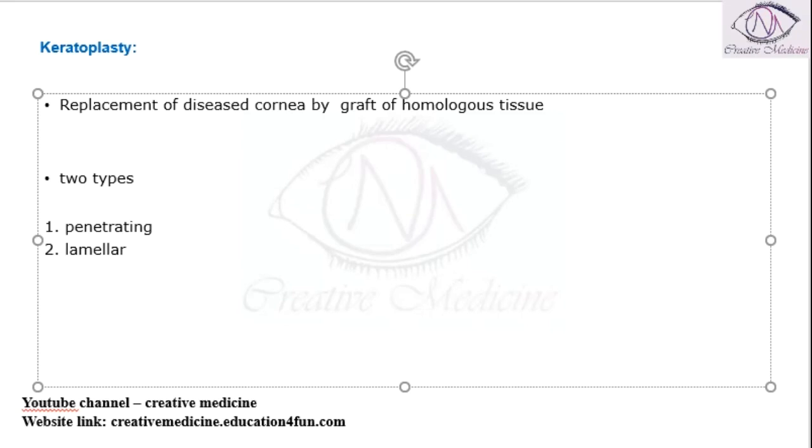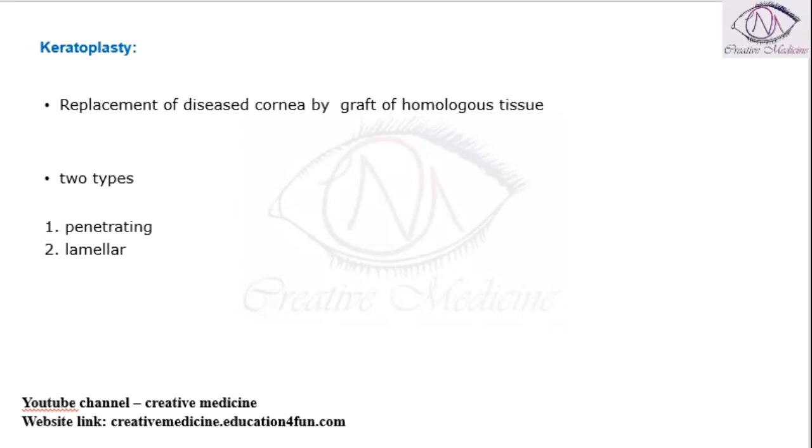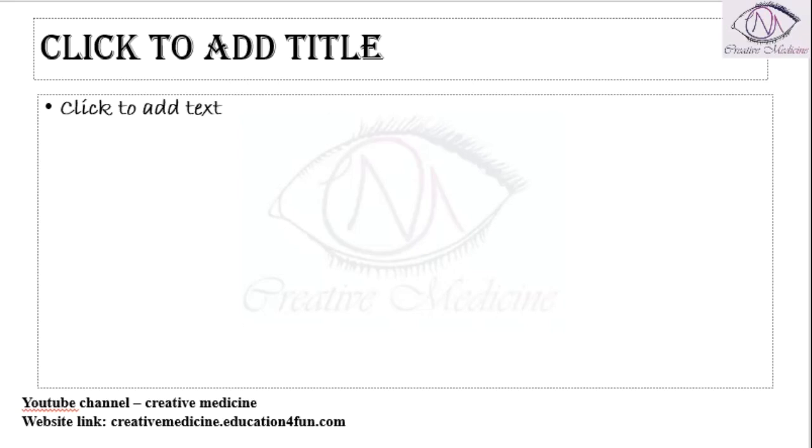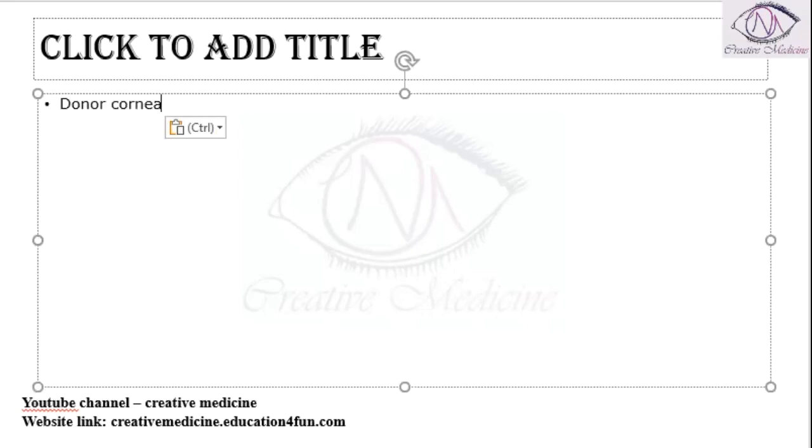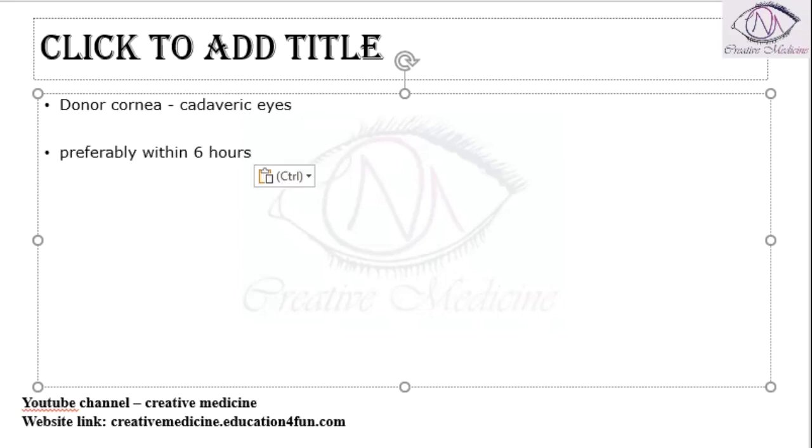The donor cornea in keratoplasty is obtained from cadaveric eyes, and it should be obtained preferably within 6 hours but can be permitted up to 12 hours.